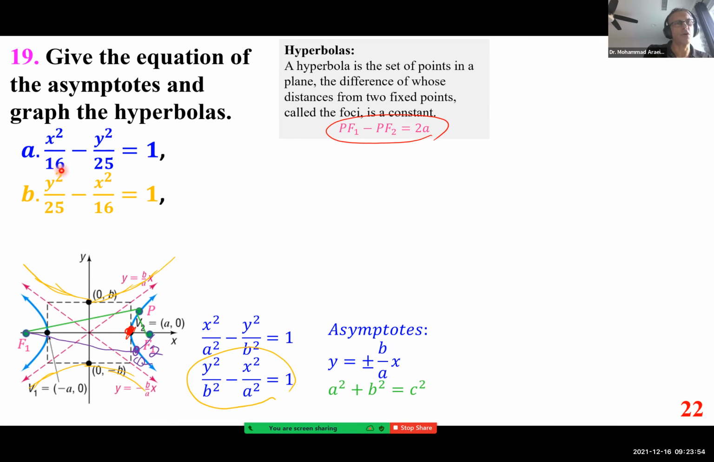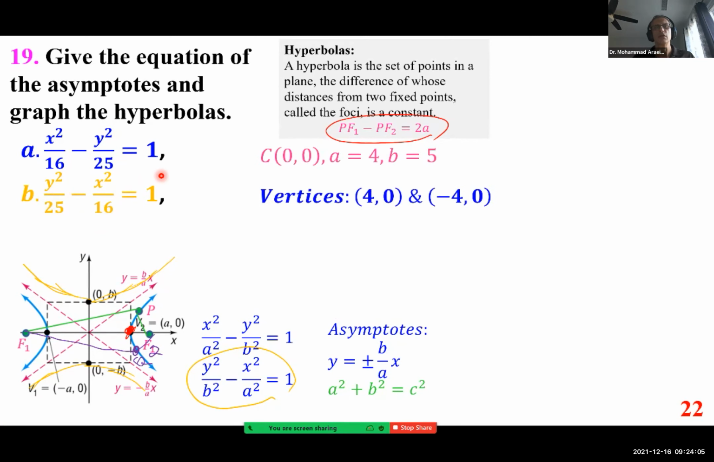This one, a is 4, the square root of 16. This one, b is 5, the square root of 25, and they have the same answer so far. So this is the same, the center, a and b.